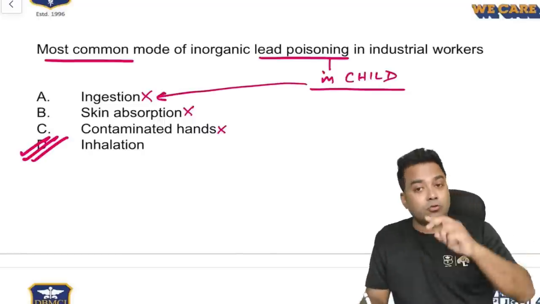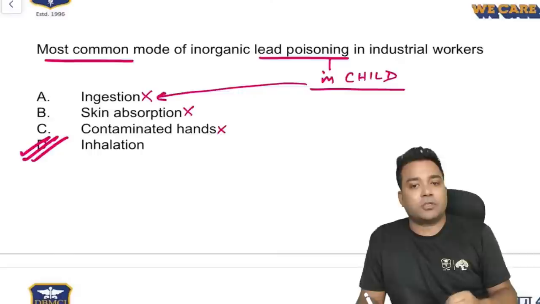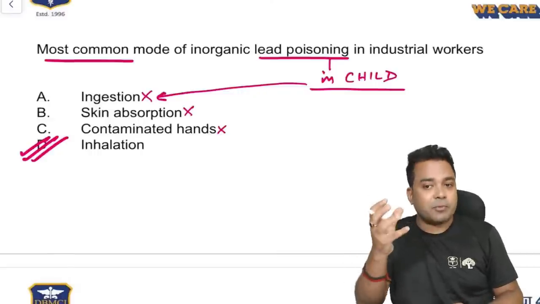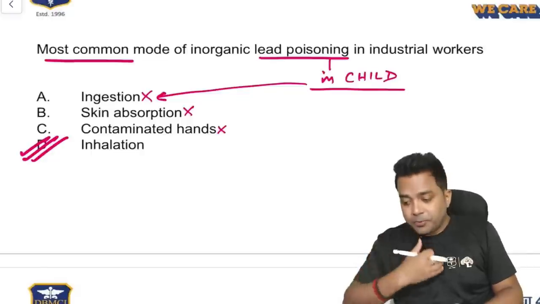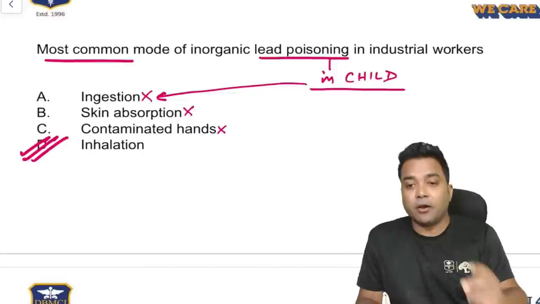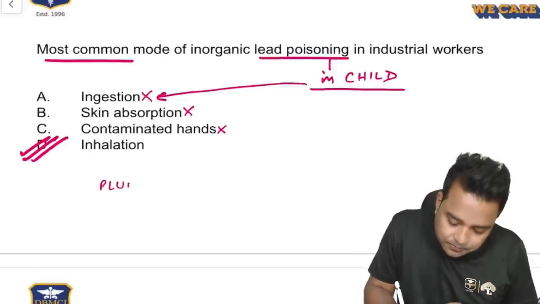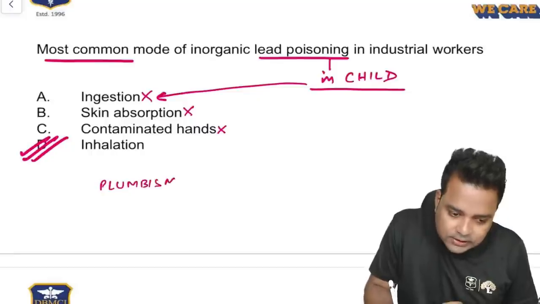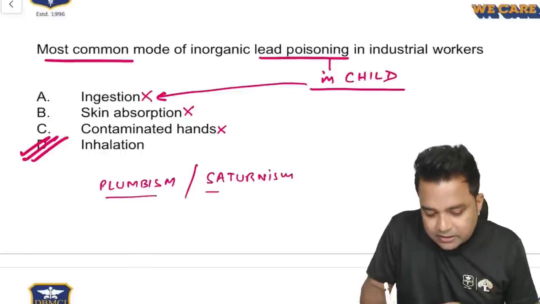Why? Because usually in a child, lead poisoning occurs due to licking of soft toys. Soft toys have paint material, and that paint has lead in it. So yes, over a period of months the child can become a case of chronic lead poisoning. What are the synonyms of chronic lead poisoning? It is also called plumbism, also called saturnism. These are the synonyms: plumbism, saturnism or Meiner's disease.